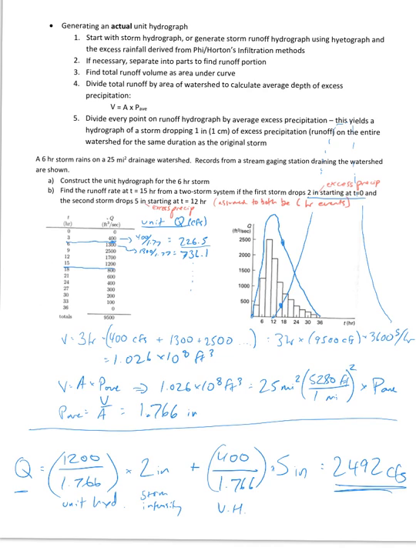Okay, so you can see how we took a measured storm event that wasn't for a 1-inch excess precipitation, it was for 1.766, and we were able to use it as a tool to get results for multiple storms of different intensities. What is the runoff from those storms?